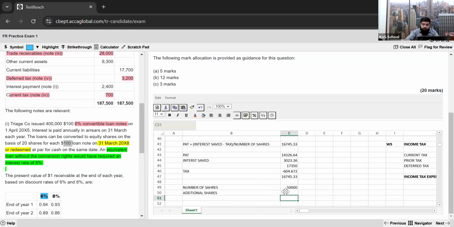We have 400,000 convertible bonds. 400,000 convertible bonds divided by 20 shares will be issued at the rate of $100. So this amount of shares will be added. Let me show you the formula. The company has already issued convertible loan notes of 4 lakh. 4 lakh convertible bonds are already issued.